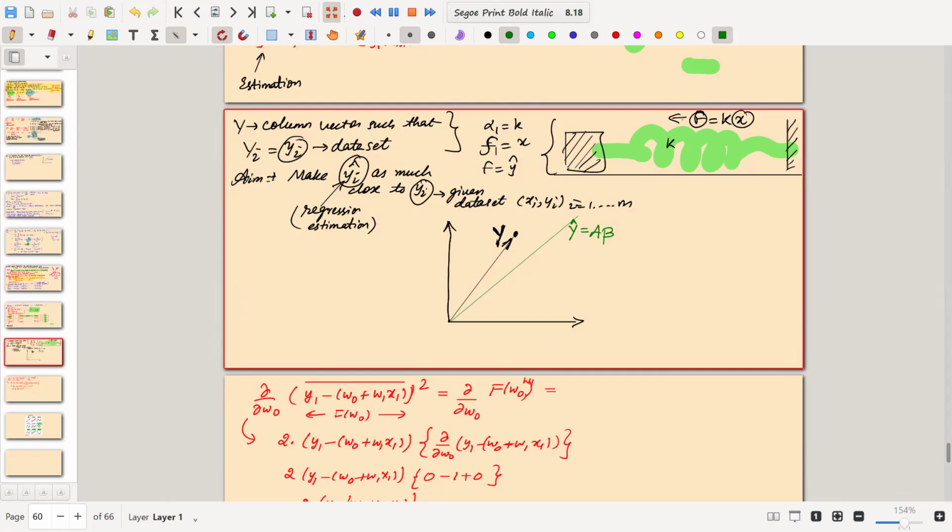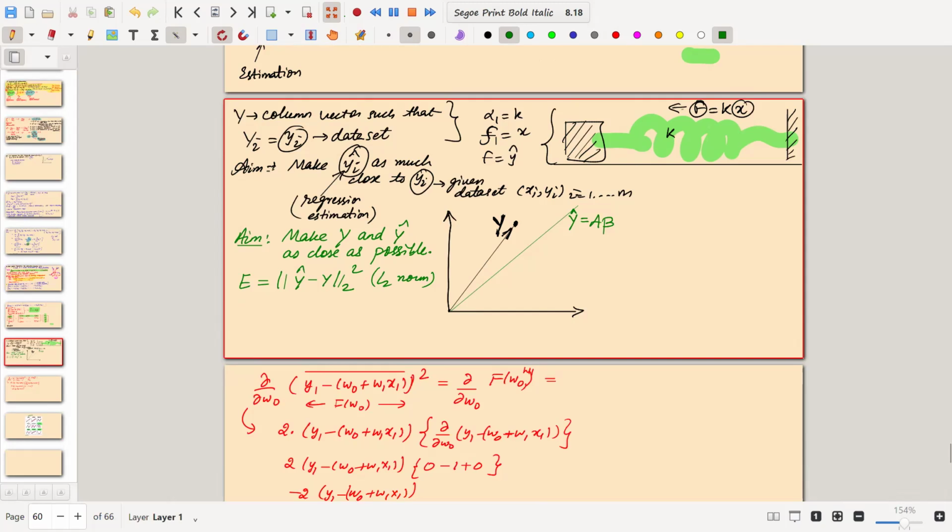We can minimize it. So what is our aim? Let me write my aim here. The aim is to make y and y cap as close as possible. And the error is E, and it is the L2 norm, that is the norm of y cap minus y. I mean, it's just the square root of the sum of squares. Usually in regression, it's the distance between them. This is the error term.